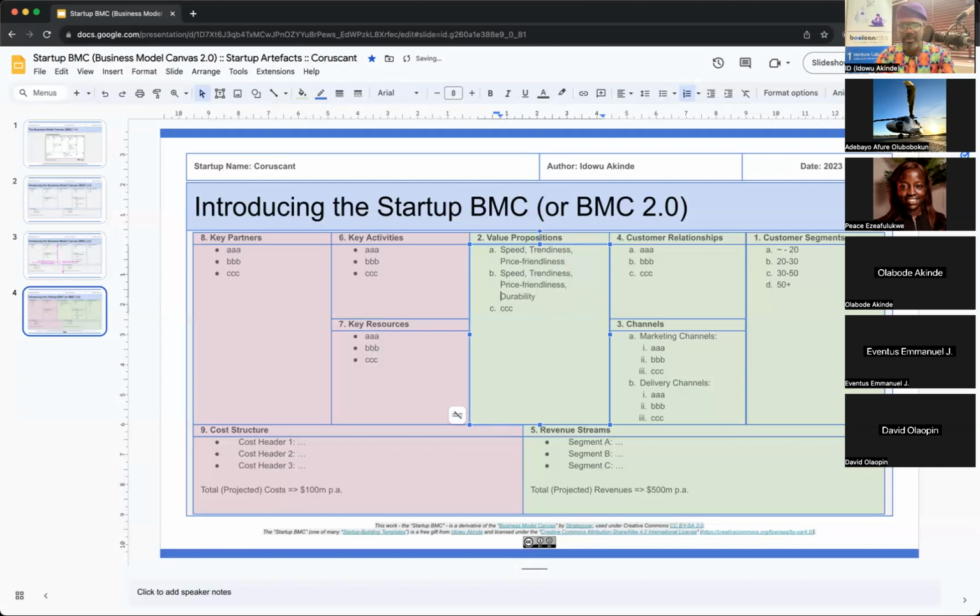Okay. And then our third bullet point there, which is 30 to 50, they may not care about speed, but they definitely care about durability. Yeah. They may not care about trendiness. They definitely care about the green earth. Thank you, environment friendliness.